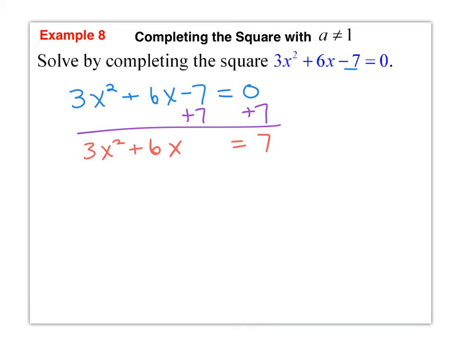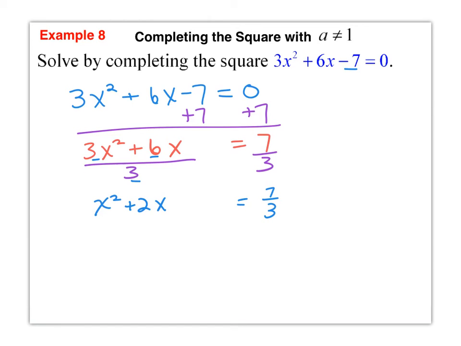Now we do want to make sure that the squared term has a coefficient of 1. So we are going to divide by 3, as long as we're dividing everything by 3. And when we simplify, the 3x squared divided by 3, the 3's will divide out and we get x squared. The 6x divided by 3 is 2x. And then on the right side, we get 7 over 3. We'll leave that as a fraction.